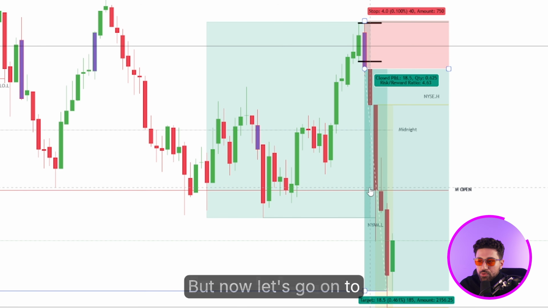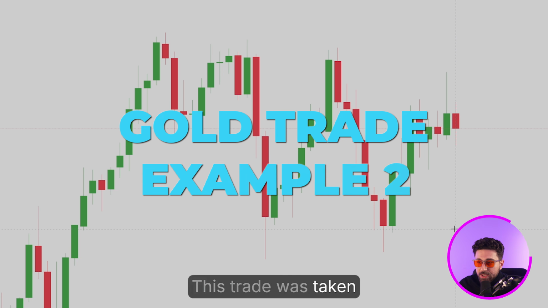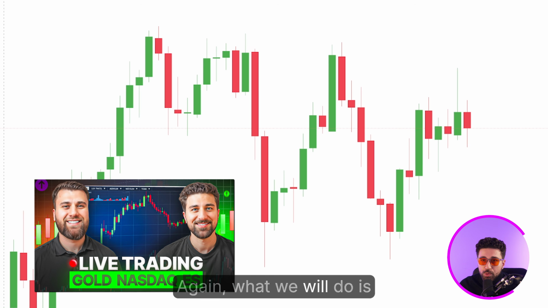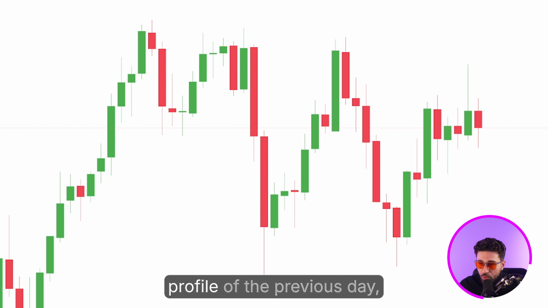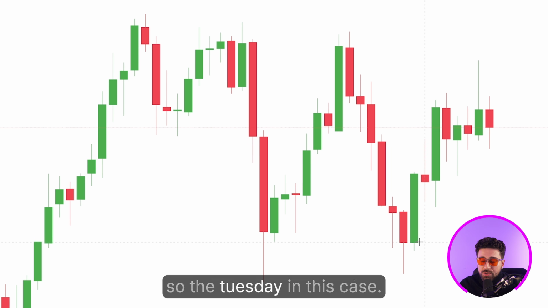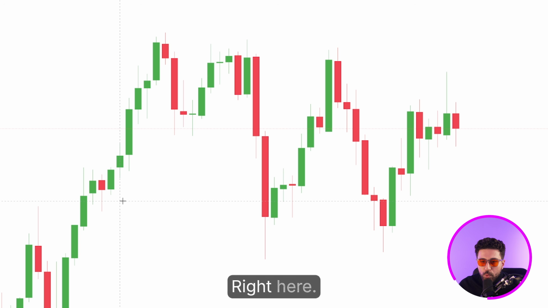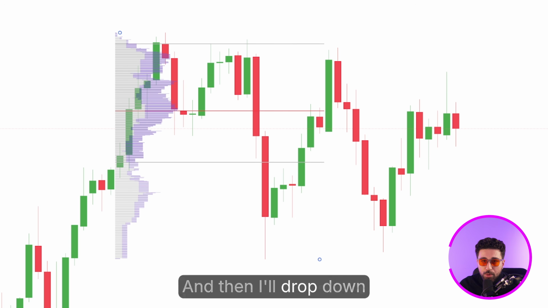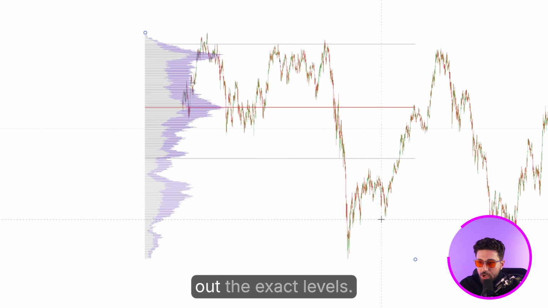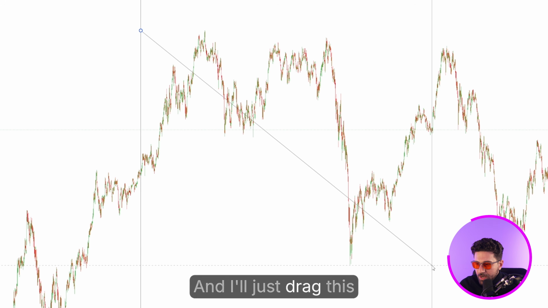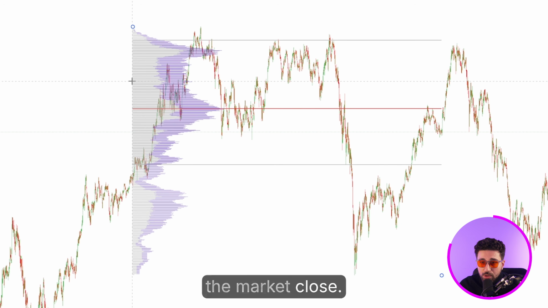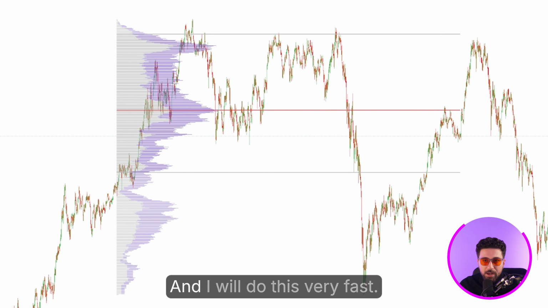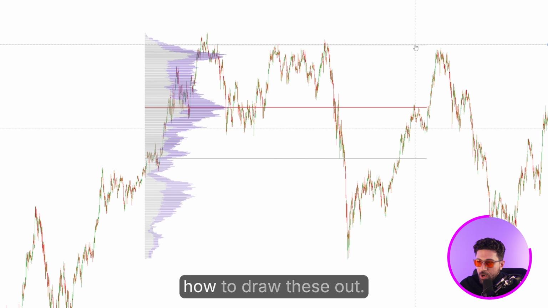And now let's go on to the next trade example. This trade was taken on November 12th. Again, I will share the link in the description. Again, what we will do is draw out the volume profile of the previous day, so the Tuesday in this case. And what I will do is right here 6 p.m. until again 5 p.m. and then I'll drop down to the 1 minute time frame and just draw out the exact levels, and I'll just drag this here until 5 p.m., the market close. And right here, this is the point of control, value area high, value area low, and I will do this very fast. I think you already know how to draw these out.